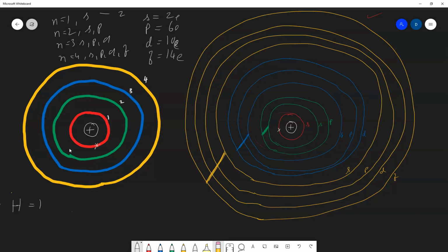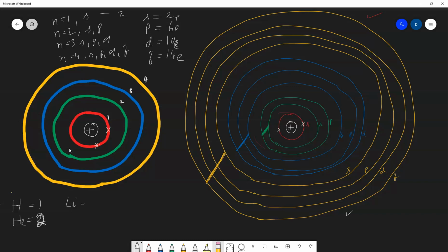So take helium. Helium has 2 electrons. The way you show it here is you just show the 2 electrons in the first shell, whereas here, even though the first shell has 1 orbital, when you start speaking about s, p, d, f, you just have to use the word s, don't use the word shell. So here the 2 electrons will be in the s orbital.